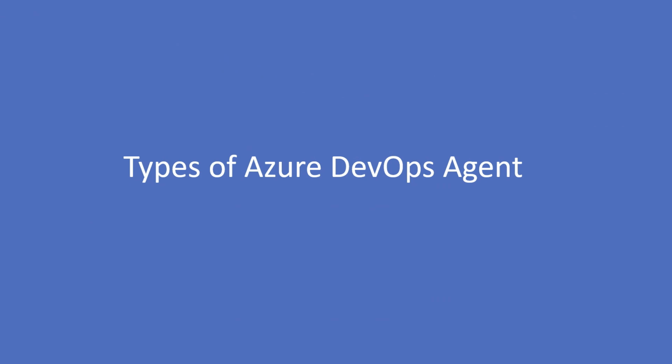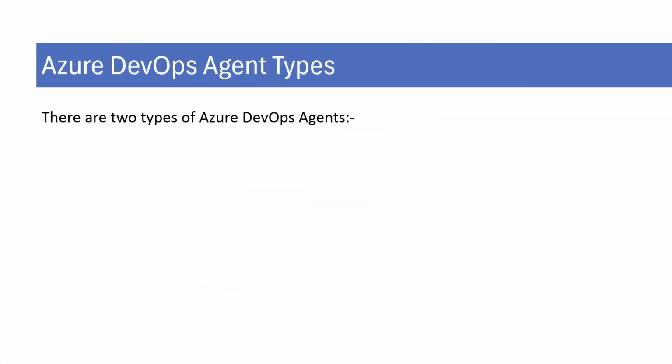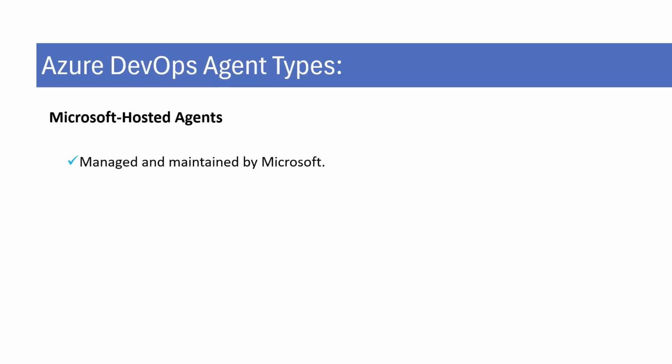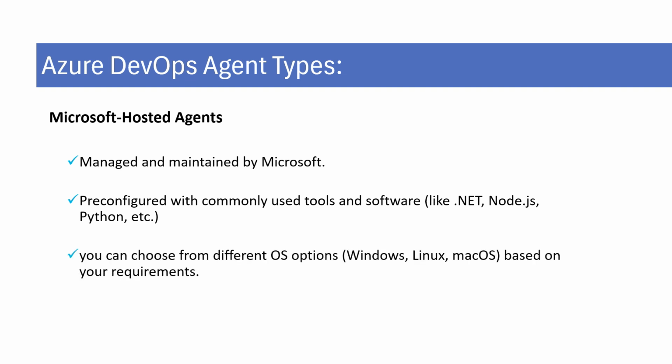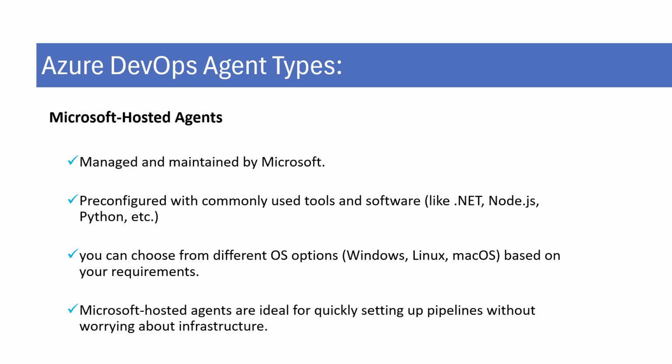Let's understand about types of Azure DevOps Agent. So in Microsoft Azure, we have two types of Azure DevOps Agent. First one is Microsoft Hosted Agent and the other one is Self-Hosted Agent. Microsoft Hosted Agents are basically managed and maintained by Microsoft. They are pre-configured with commonly used tools and software like .NET, Node.js, and Python. You can choose from different operating systems such as Windows, Linux, macOS based on your requirements. Microsoft hosted agents are ideal for quickly setting up pipelines without worrying about infrastructure.